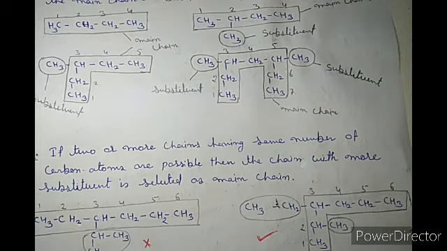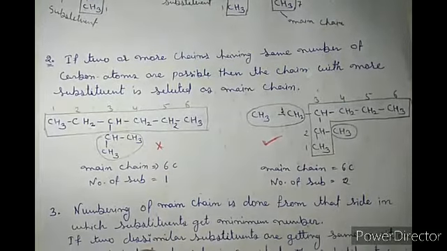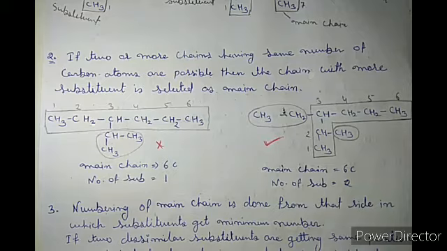We have to carefully select the main chain. Got it? Clear? The second rule is, if there is a possibility of two or more chains having the same number of carbon atoms, then the chain which has more substituents is considered as the main chain.